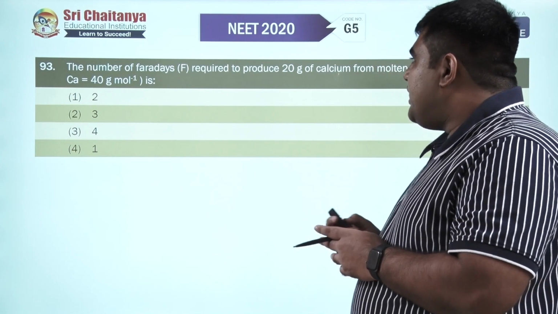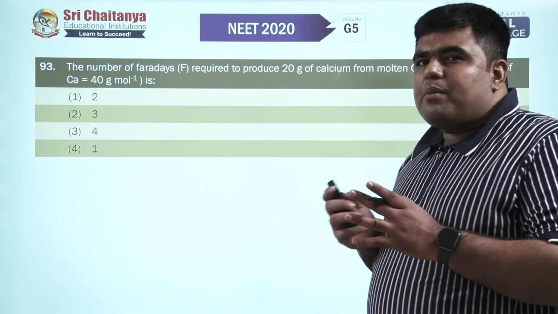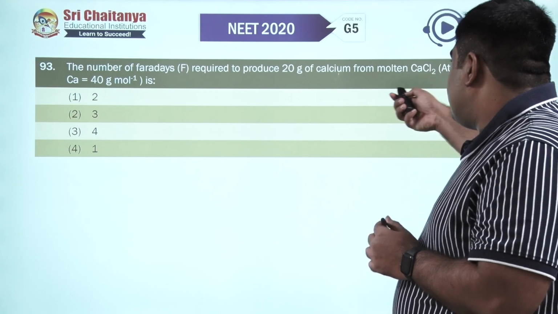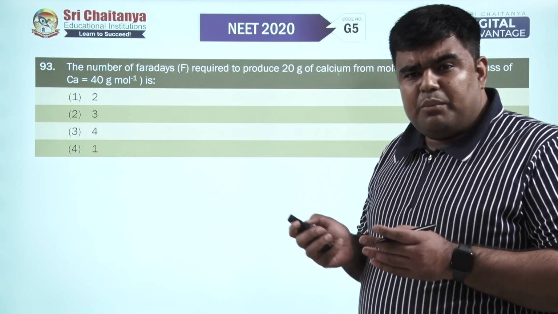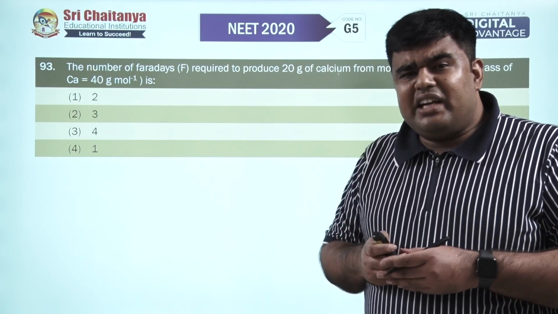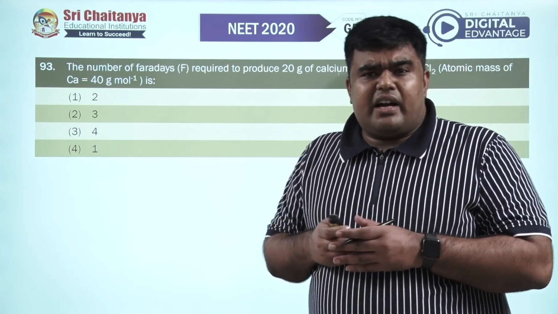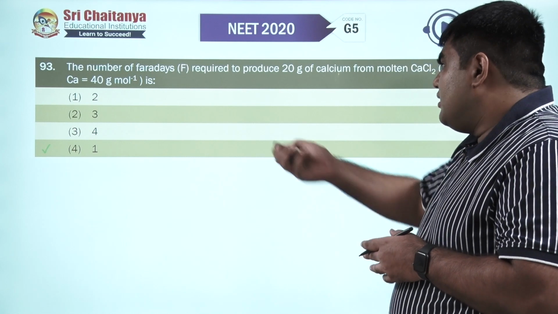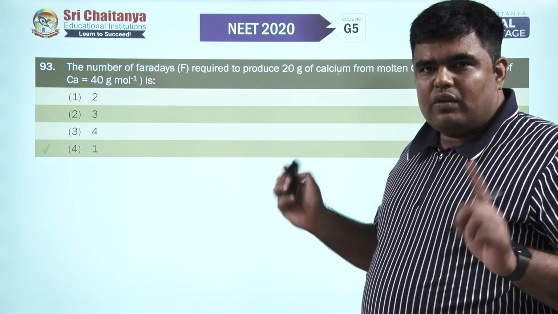In question number 93, we have to find out how many Faradays will be required for 20 gram of calcium from molten CaCl2. So we know that 20 gram of calcium is nothing but 0.5 mole. For 0.5 mole, we need 1 mole of electron. 1 mole of electron is nothing but 1 Faraday charge. So the fourth option is correct.